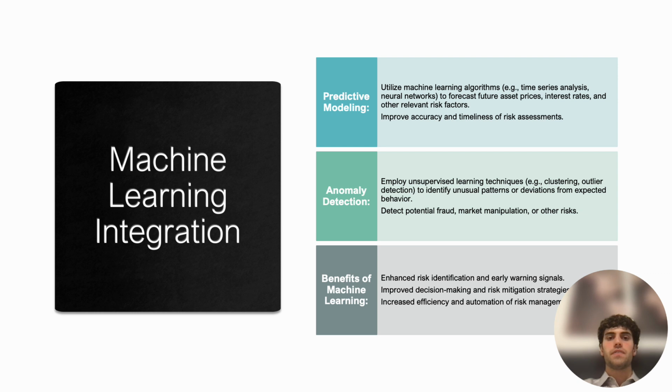Additionally, unsupervised learning techniques like clustering and anomaly detection were used to identify unusual patterns in the market, such as fraudulent activity or market manipulation, by identifying unusual trading patterns or outlier transactions. These early warning signals are vital for mitigating risks before they lead to significant financial losses. Machine learning not only enhances the accuracy of risk assessments, but also automates processes, enabling Robinhood to identify high-risk areas in real time and ensure more efficient decision-making.